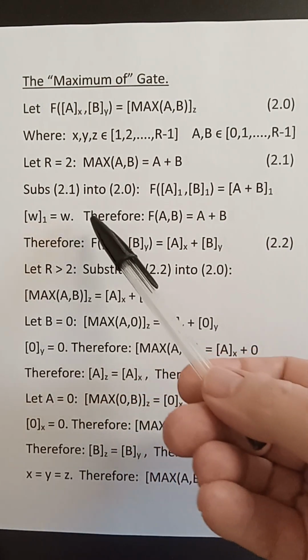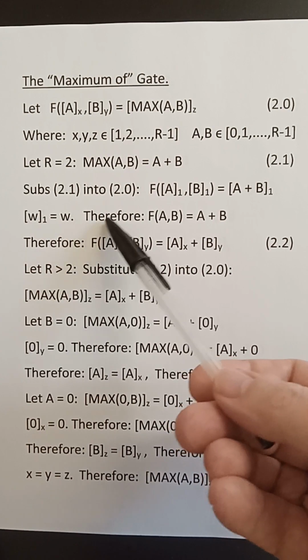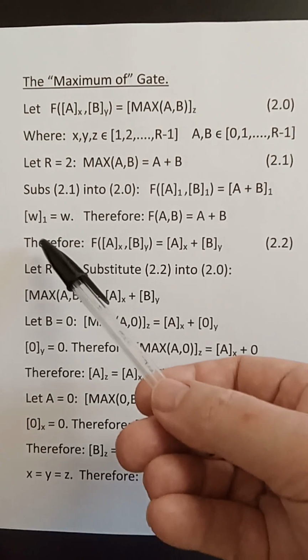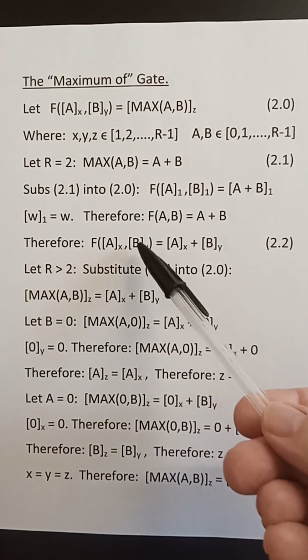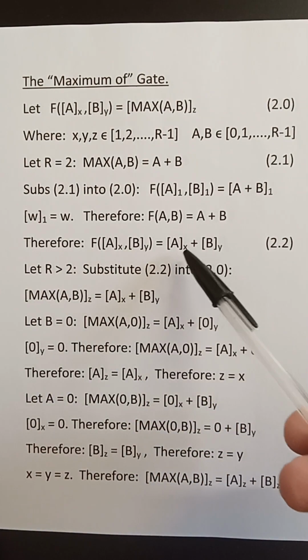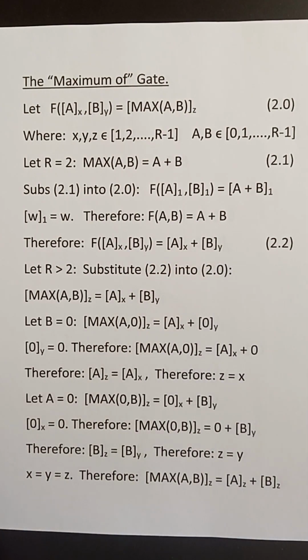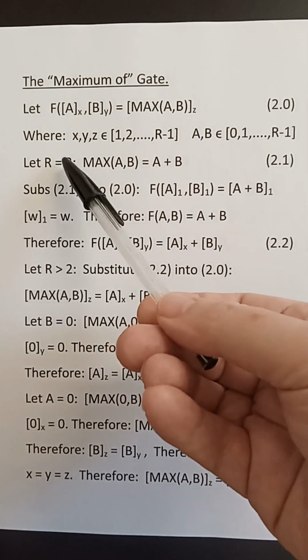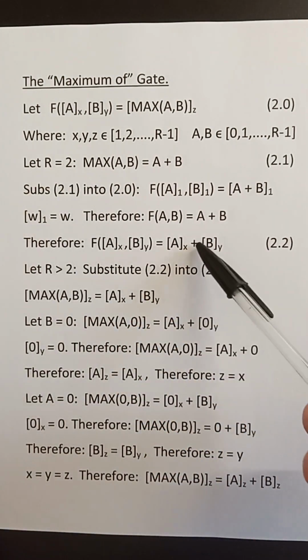W1 equals w because we're dealing with binary. Therefore, f(a,b) equals a or b. And therefore, f(a^x, b^y) equals a^x or b^y. So these again are binary variables and we're dealing with the binary r equals 2.